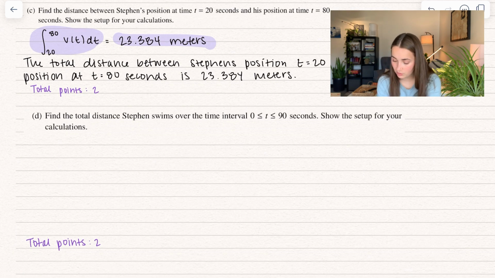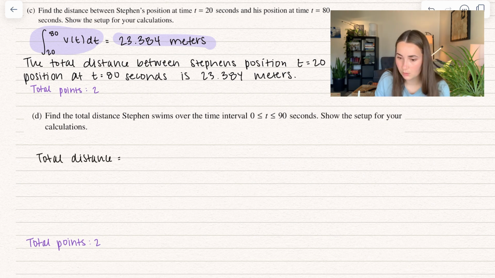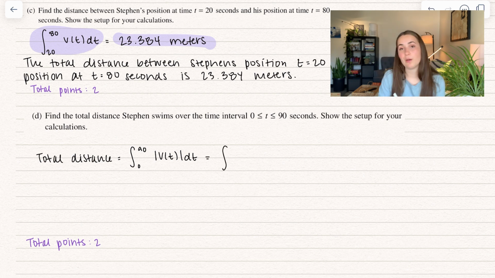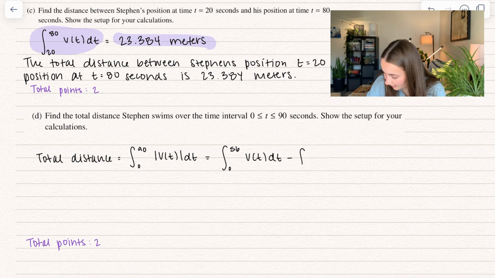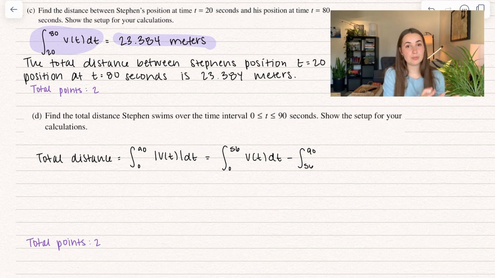Now let's go ahead and talk about the last part. We have find the total distance Steven swims over the time interval 0 to 90 seconds. Show the setup for your calculation. So this is going to be total distance, which is going to be a little different. We have that the total distance is equal to the integral of our bounds, 0 to 90, of the absolute value of our velocity dt. And so remember in the first part we found where he changed directions, and that's going to be at 56 seconds. So we have 0 to 56, that's where he's going in the positive direction. And then we have minus 56 to 90, plus the negative, because he's going in a negative direction, plus negative becomes a minus, and that's going to be v of t dt.